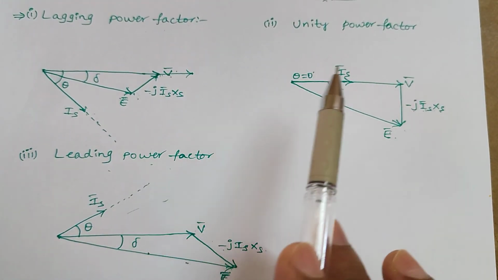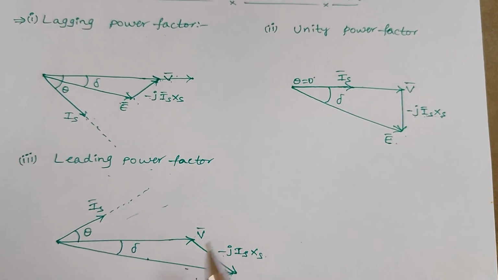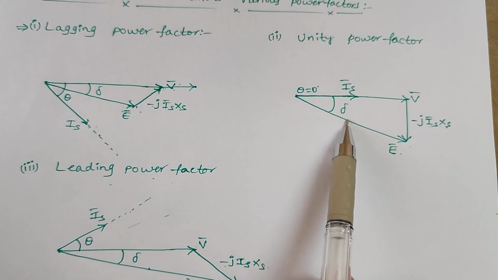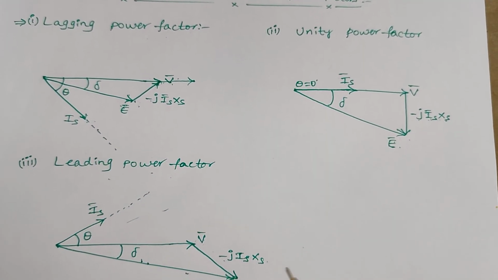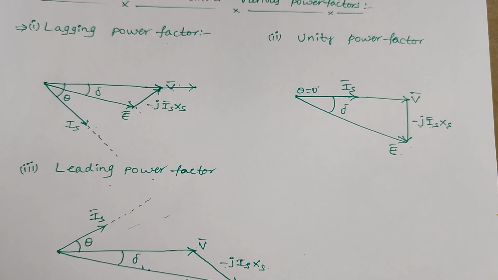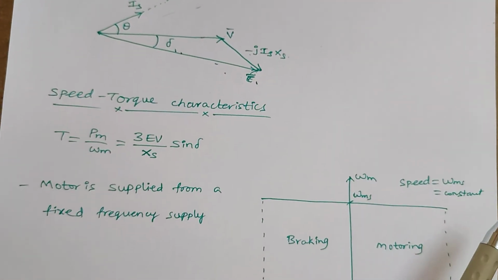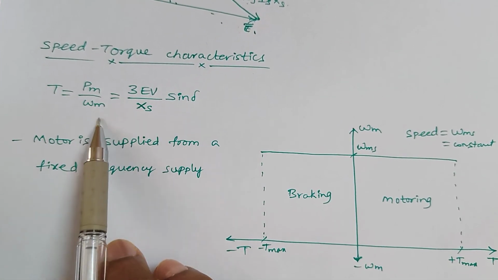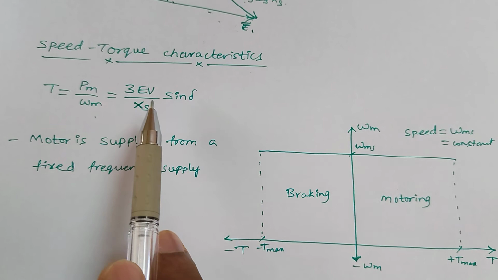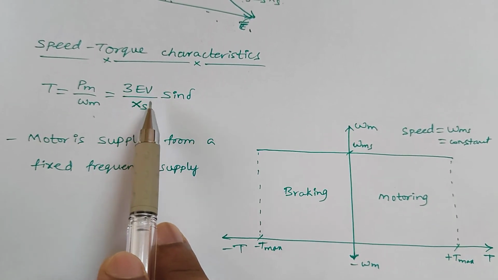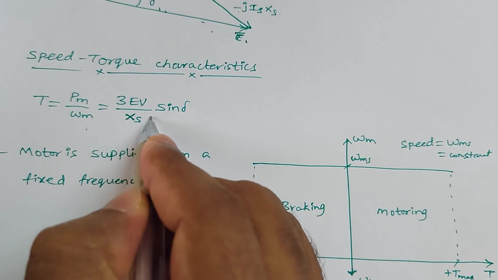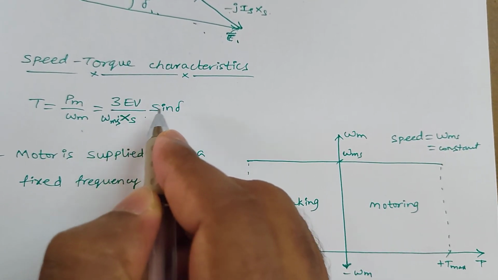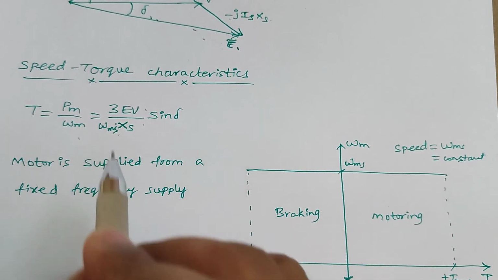By changing the excitation, we can change the delta angle, so that the speed torque characteristics of the synchronous motor will change. How? Torque T equals Pm by omega m. From that we got the equation T equals 3EV by Xs times omega ms, into sine delta, which is power divided by omega ms.